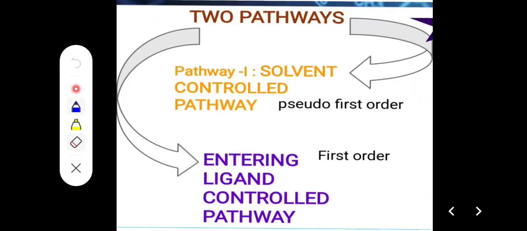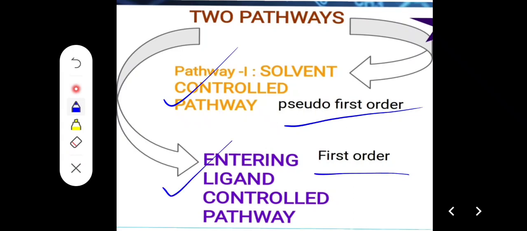Okay, so two pathways. One pathway is the solvent control pathway. We can say it is pseudo first order, as the solvent is present in large excess, so the rate does not depend on the concentration of solvent, as the solvent concentration remains constant. Okay, it does not vary. The other is the entering ligand control pathway, that should be first order, because the nucleophile concentration matters in that case.